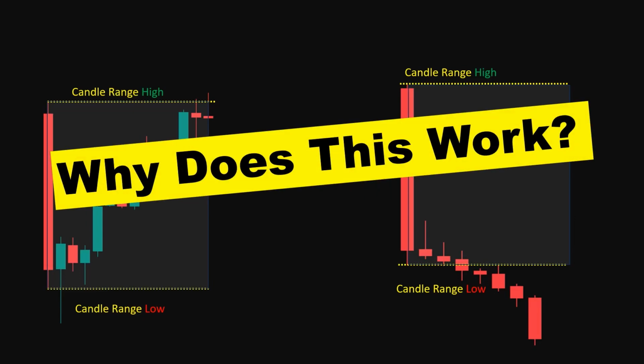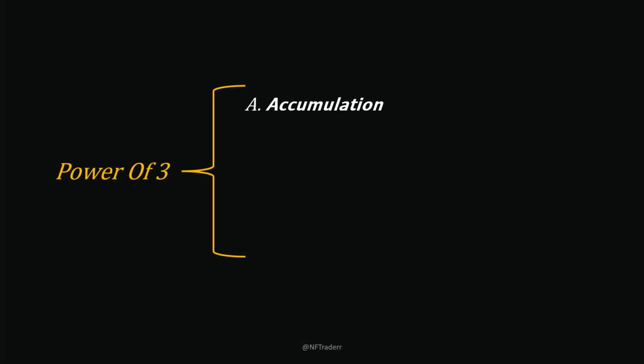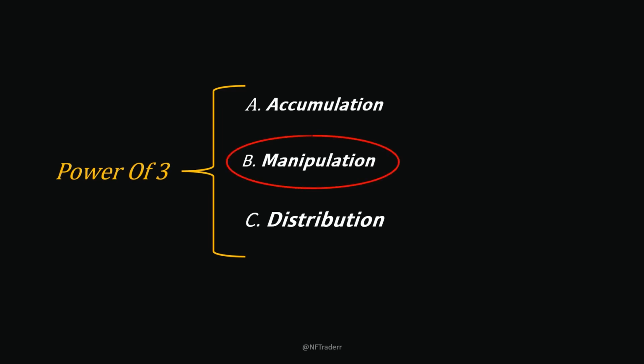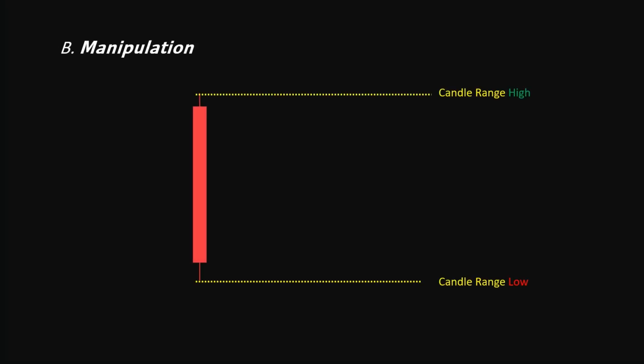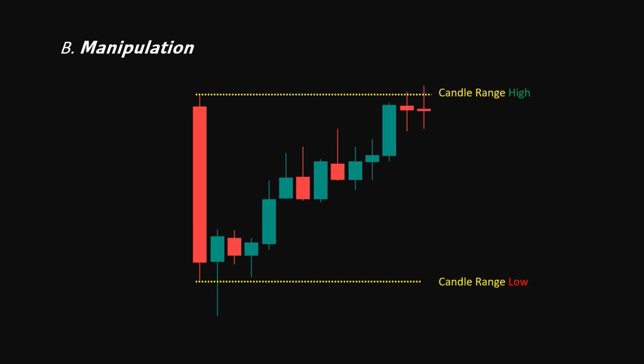Why does this work? Candle range theory taps into the natural cycle of the market: accumulation, manipulation, distribution. The most important part? Manipulation. When price fakes a breakout and snaps back into the range, that's often where smart money is making its move. It's their footprint and our opportunity. Once you learn to spot this pattern, you'll start seeing it everywhere. And when used right, it can be a real game changer for your trading.